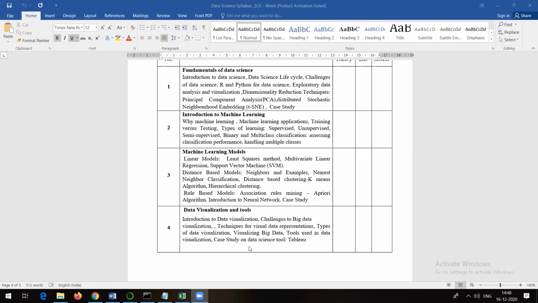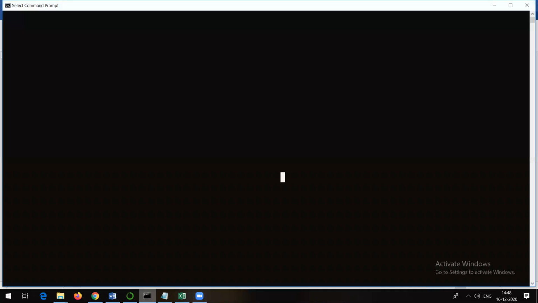To discuss this particular concept, we were talking about assessing classification performance, right? So let's try to discuss this one. I hope everyone is able to see this black screen. So I was talking about this particular confusion matrix. Confusion matrix is one of the metrics, or one way, to assess the performance of your classification model.